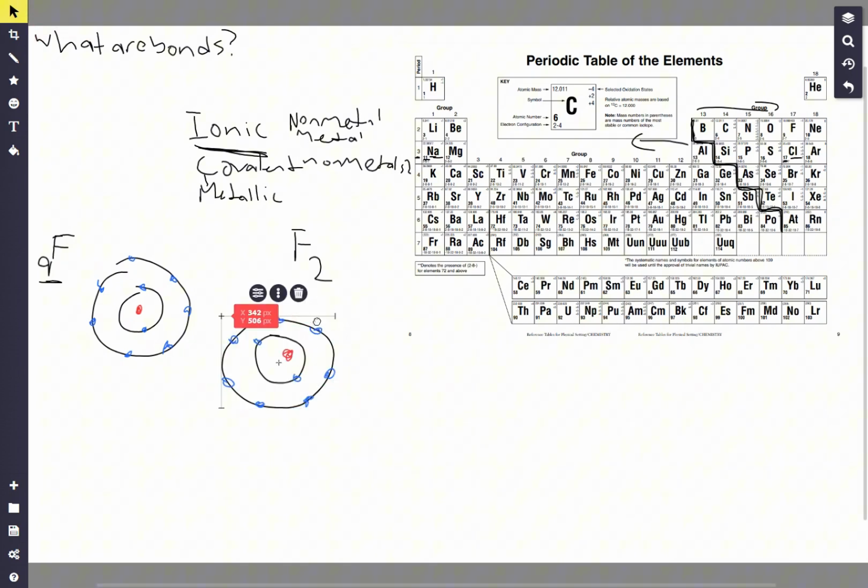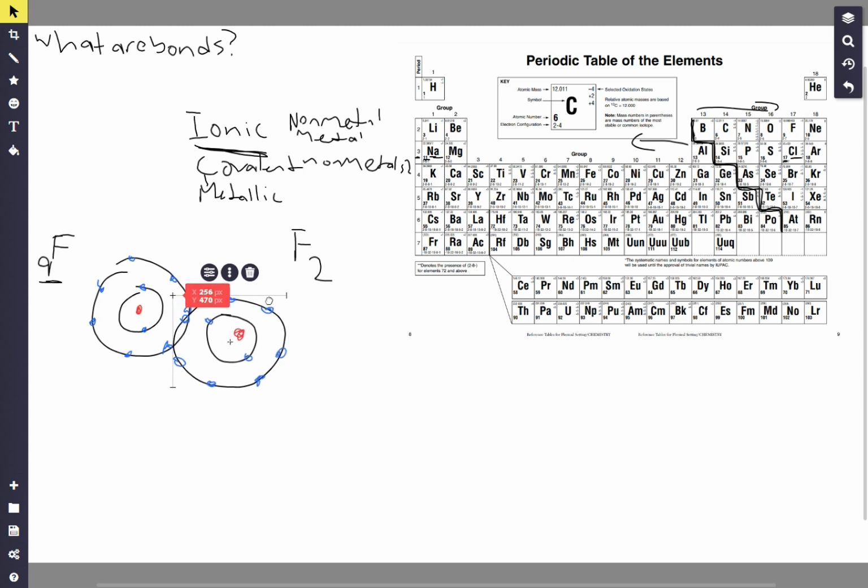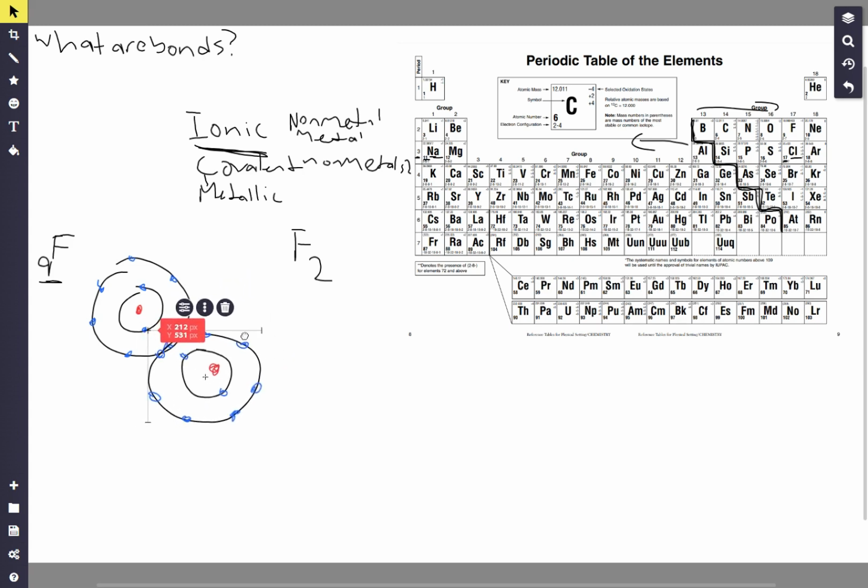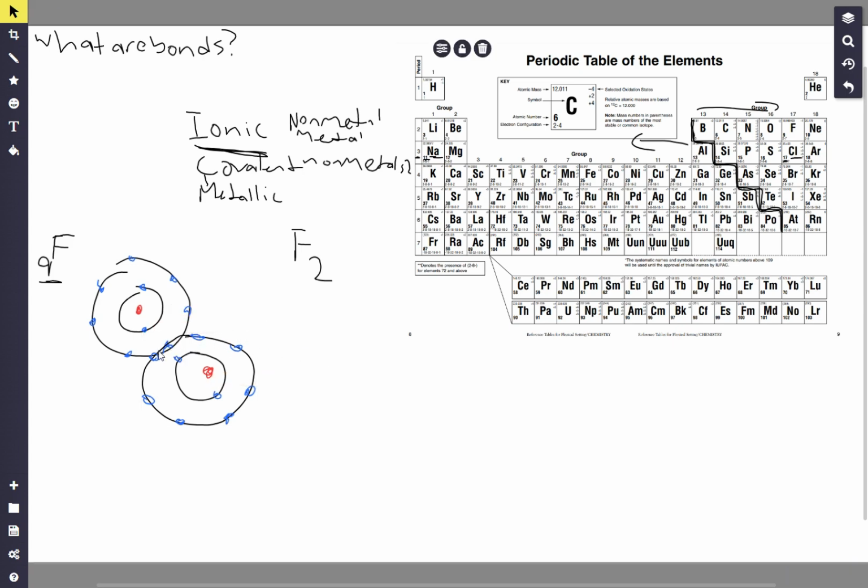So through the covalent bond, what's going to happen is they're going to share their electrons. So you see there's this electron here and there's this electron here. Those two electrons are being shared by both fluorine atoms. So now both of these fluorine atoms have a full valence shell, right? 1, 2, 3, 4, 5, 6, 7, 8. And 1, 2, 3, 4, 5, 6, 7, 8.